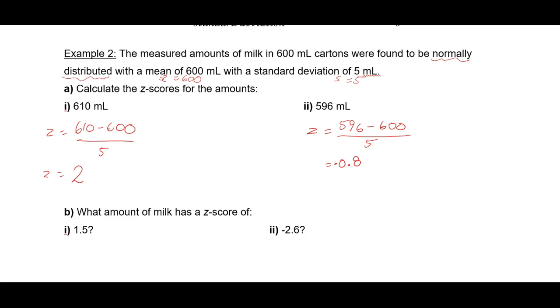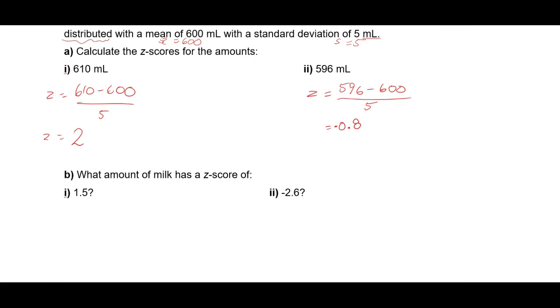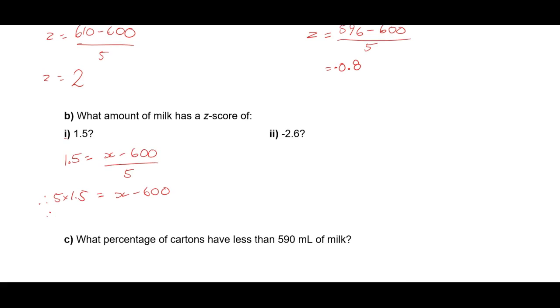But nonetheless, let's have a go with the formula as well. So I'm going to say my Z-score is 1.5 equals my score, which I don't know, minus the mean of 600 over the standard deviation of 5. Now, if we solve that, I do 5 times 1.5 equals x minus 600. Therefore, x equals 5 times 1.5 plus 600 equals 607.5 mils. There we go, like that.